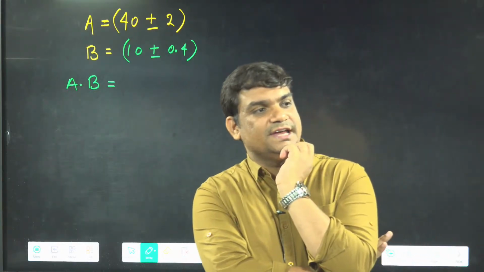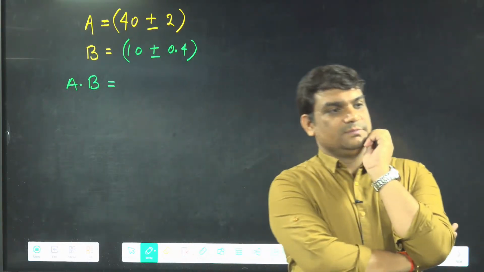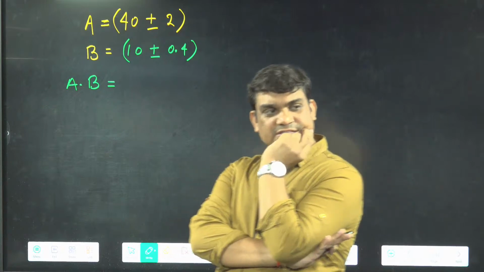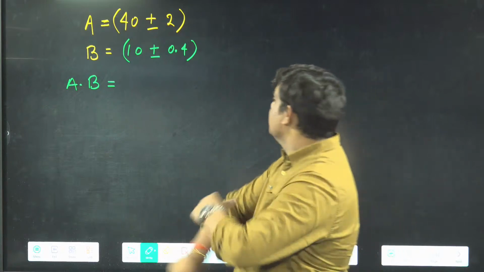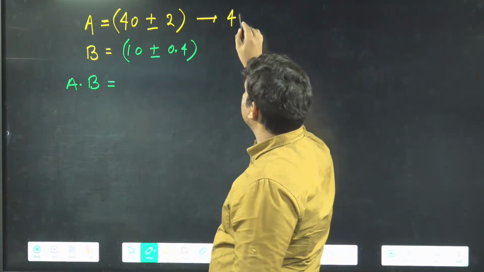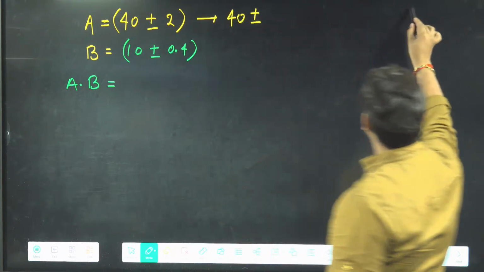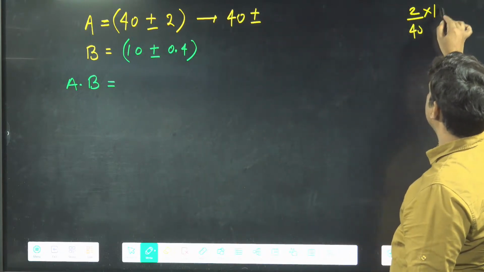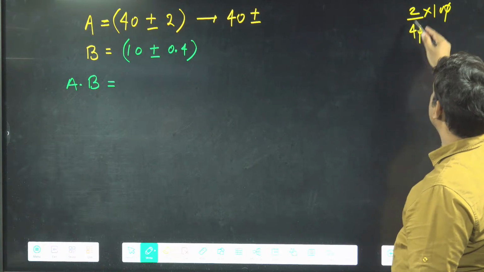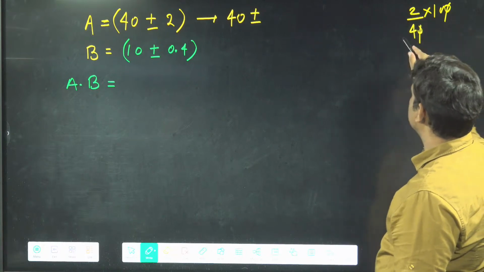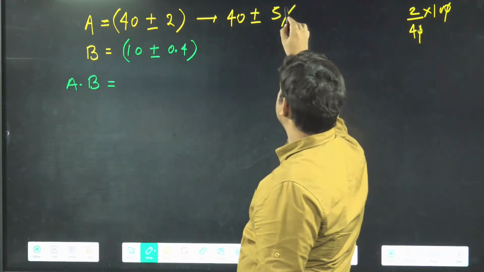400 plus minus 9%. Yes. Almost everyone is saying plus minus 9%. Yes. So we can convert 40 plus minus 2. How will we convert here? 2 by 40 into 100. The 10 cancels here, and how much will this be? 2 by 4, so this is going to be 5% here.